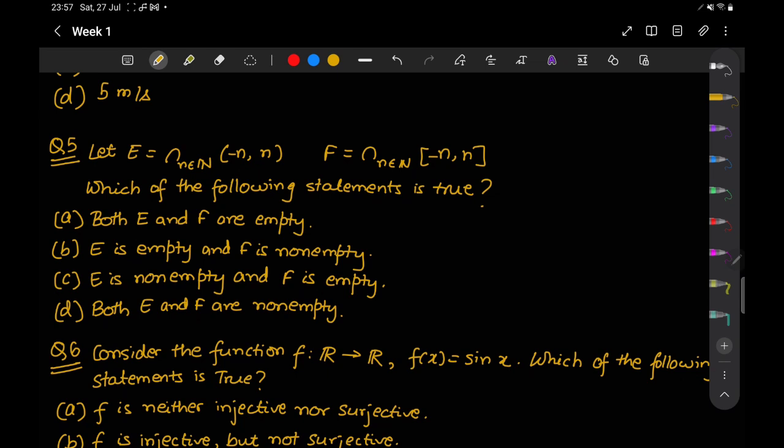And options are A, both E and F are empty; B, E is empty, F is non-empty; C, E is non-empty and F is empty; or D, both E and F are non-empty sets. So you have to pay attention to the notation used over here, otherwise it might be a little bit tricky. So pay close attention to the kind of brackets used, the kind of intersection, and the set, which is set over natural numbers. Just keep these things in mind, then attempt the question and finally answer the poll.